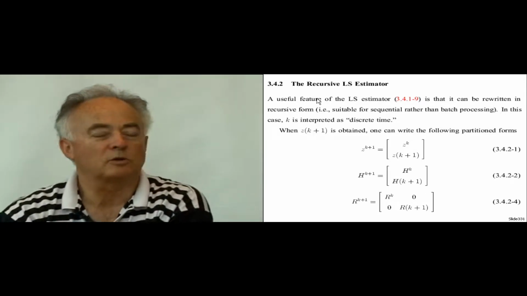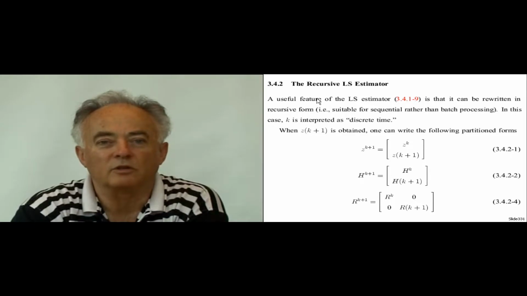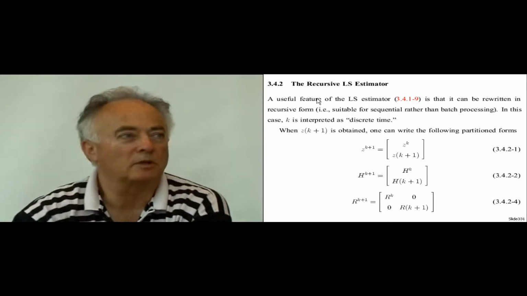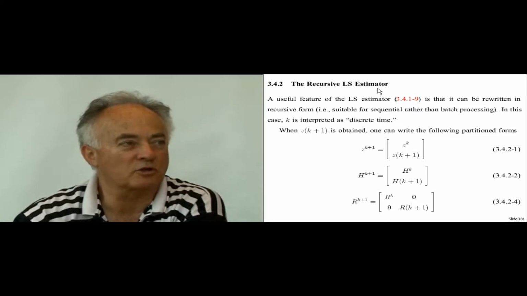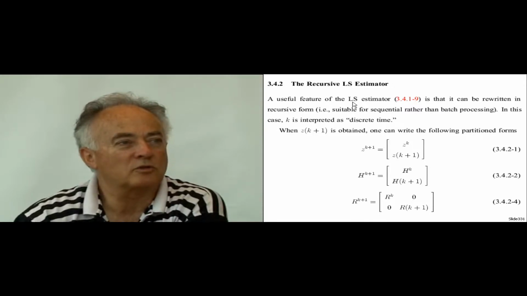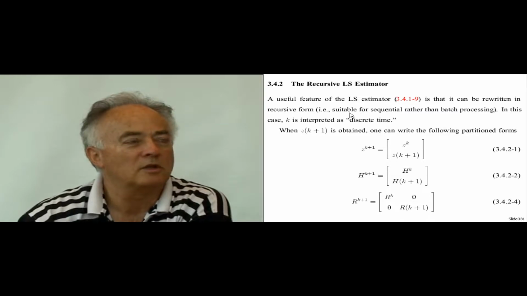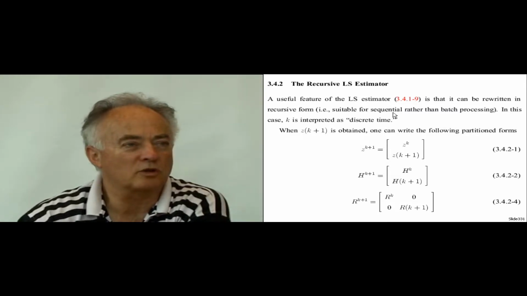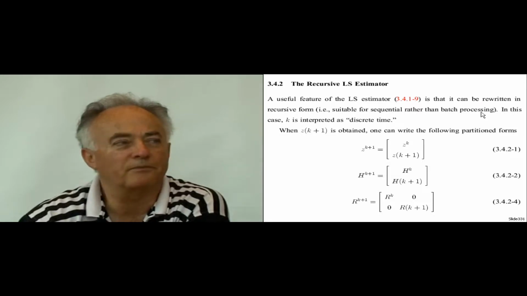In this lecture, we are going to cover the least squares estimator and present a more convenient form for its implementation, namely the recursive form to which we already hinted in the previous lecture. It turns out that a very useful feature of the least squares estimator is that we can rewrite it in a recursive form which is suitable for sequential rather than batch processing. Obviously, we don't want to have to reprocess the entire data set as you accumulate more and more data.